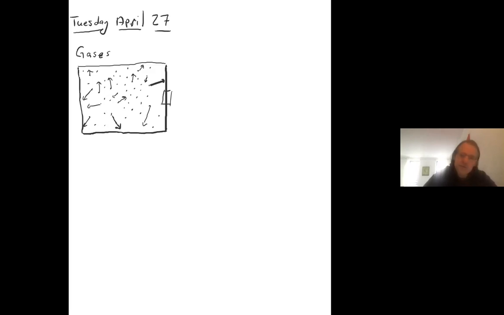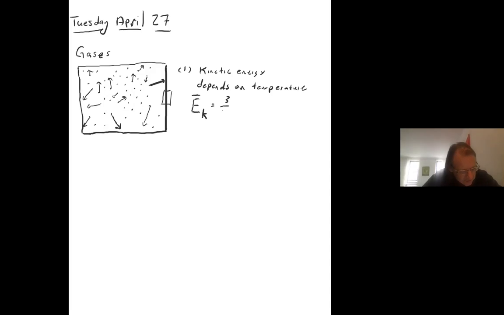Okay. So what we said was there's a couple of aspects of a gas that we should consider. One is kinetic energy. The kinetic energy of a gas depends on the temperature. In fact, there's even a calculation for that. The average kinetic energy. So I'm going to put E sub K, and then I'm going to put a little line above it. The little line means average, okay? When you see that line above it, that means average. So the average kinetic energy is 3/2 RT.